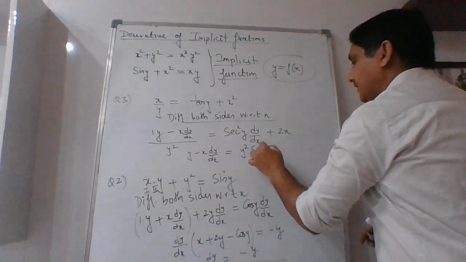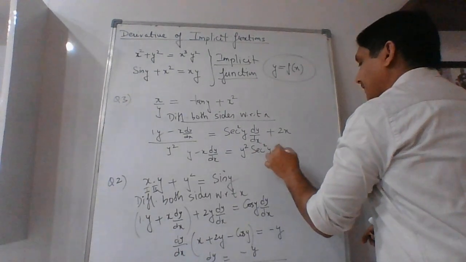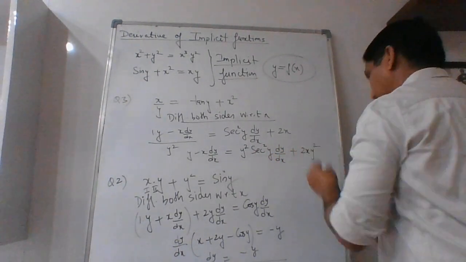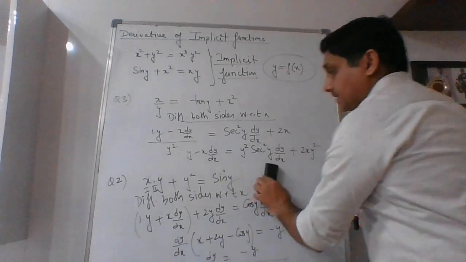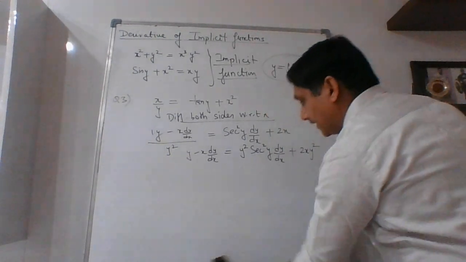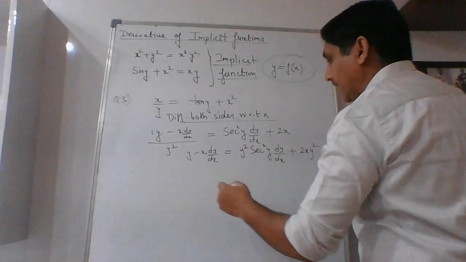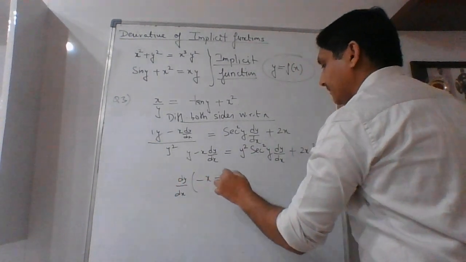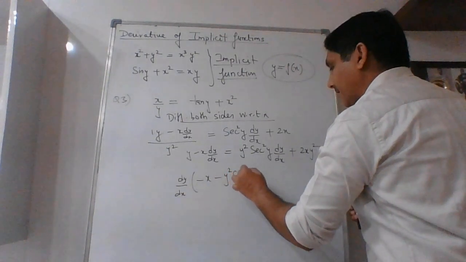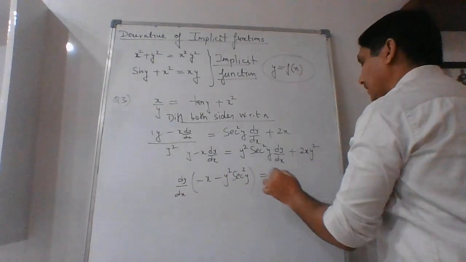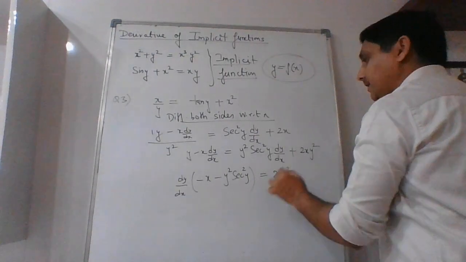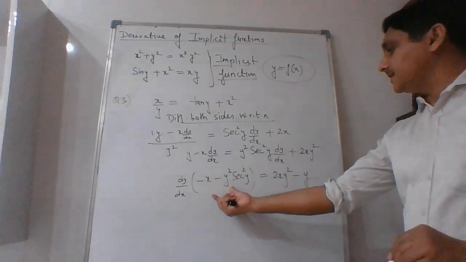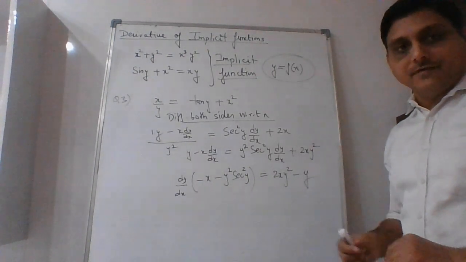y square into sec square y dy upon dx plus 2xy square. So just take dy upon dx on one side. So when you do that, it will be dy upon dx minus x minus y square sec square y is equal to 2xy square minus y. So shift this term over here and that will give you the final answer.